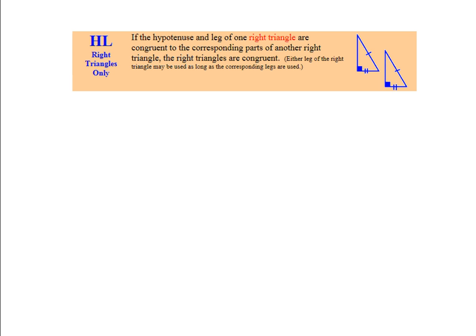Our last one is HL, or the hypotenuse leg theorem. This theorem only pertains to right triangles. So if the hypotenuse and leg of one right triangle are congruent to the corresponding parts of another right triangle, the right triangles are congruent. So here I have 2 right triangles. That's critical for this. And I know that AC is congruent to EF.